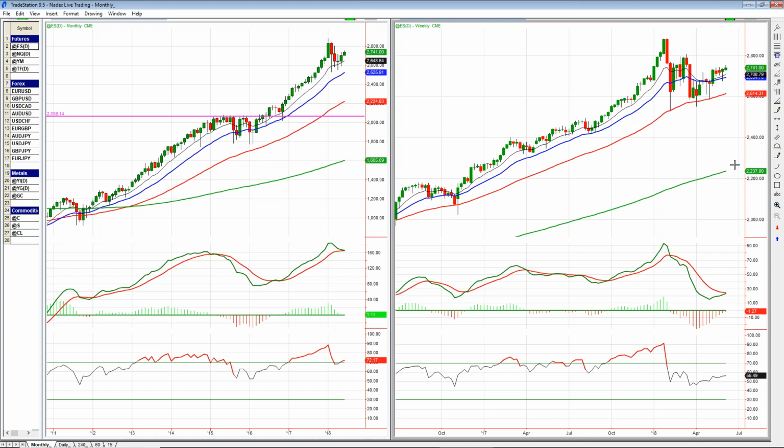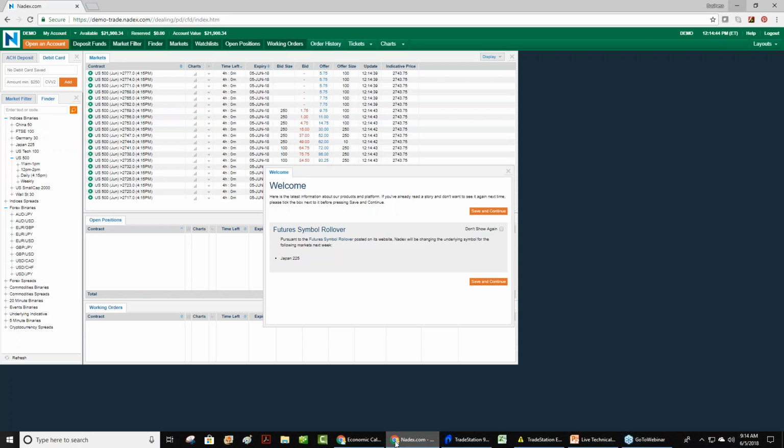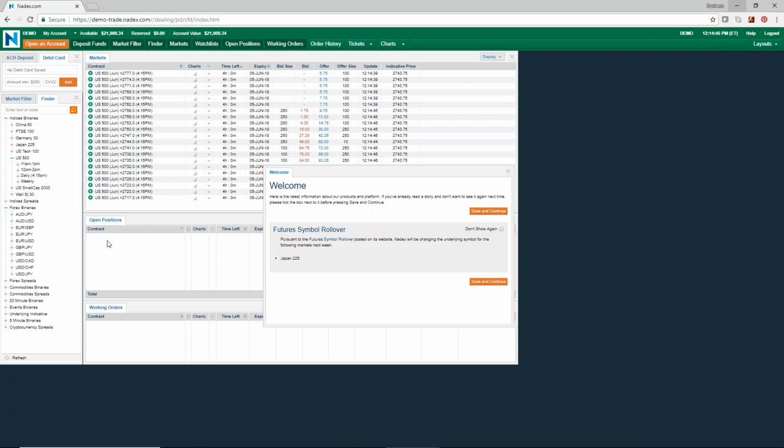But if we did get a major pullback in the markets, I would be looking for a way to get long any of those larger pullbacks, and that would be in the range of a 30 to 40% type of retracement. So let's take a look at some of the Nadex contracts. I wouldn't look at anything less.